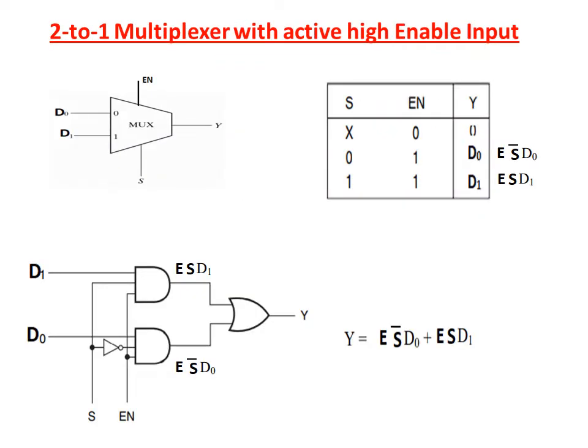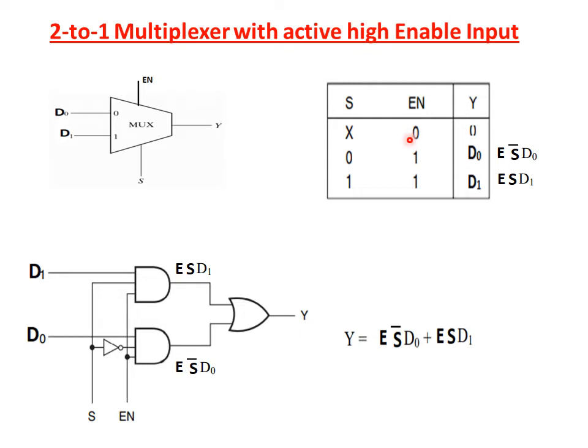Two to one multiplexer with active high enable input. The active high enable input is applied here, and the data inputs are D0, D1, selection input is S, and the output is Y. In the function table, the selection input is either 0 or 1. X represents don't care terms, it's equal to either 0 or 1.